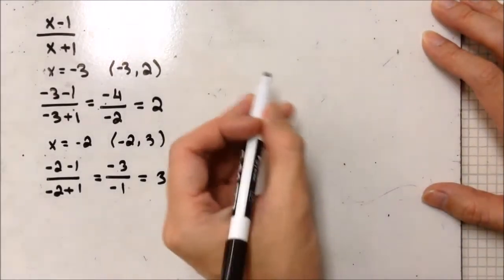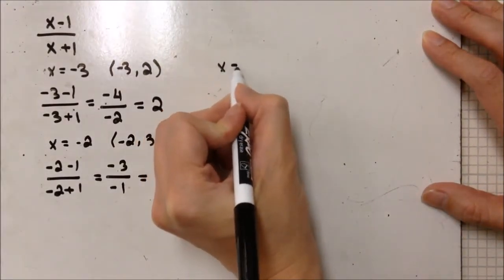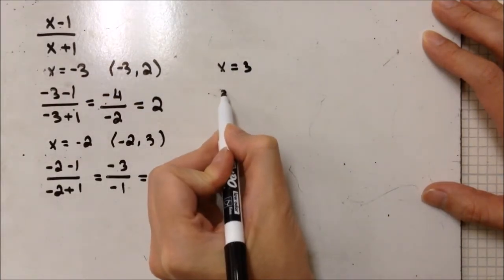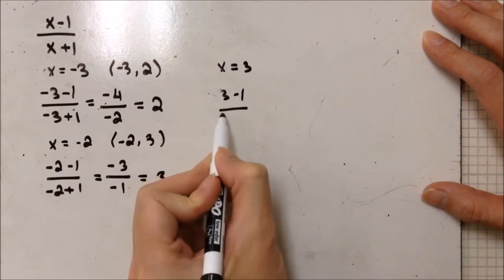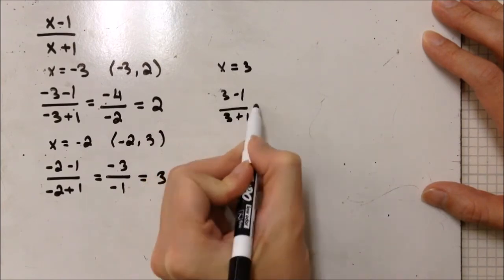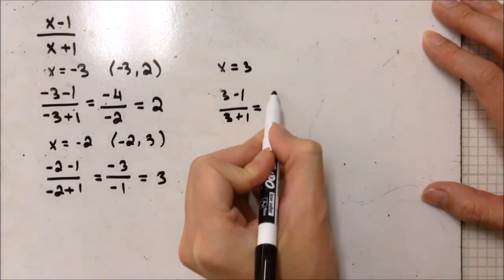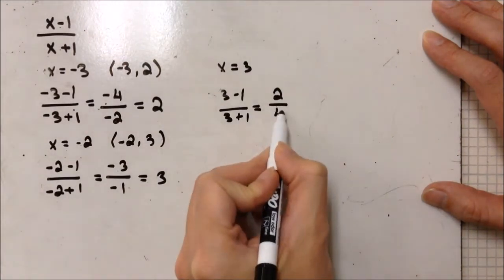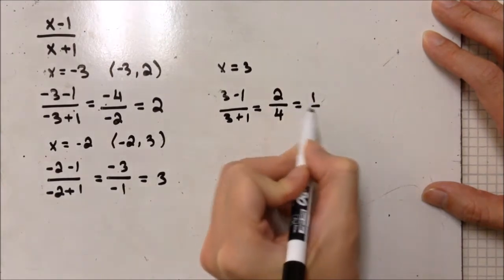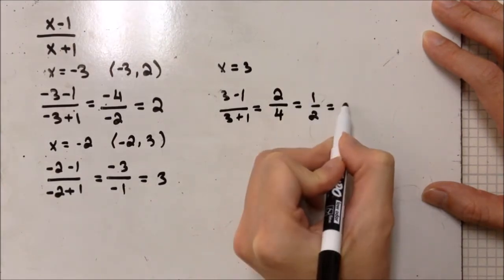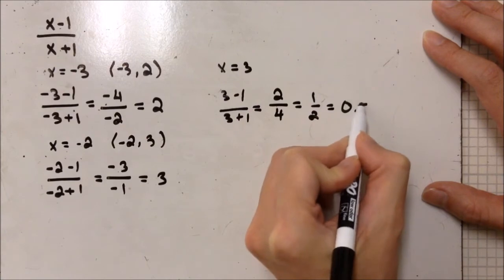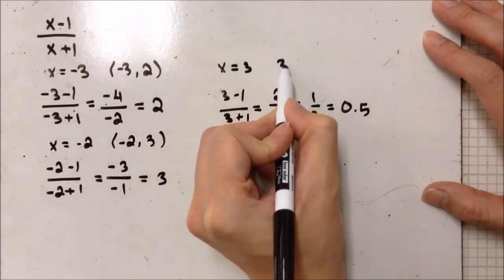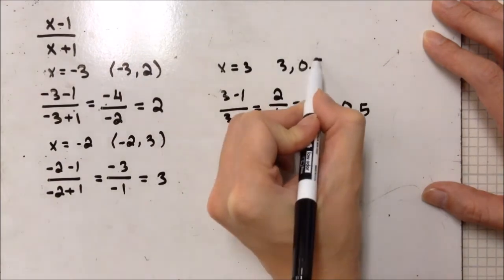Alright, next one is we're going to test out x equals positive 3. Again, just using the simplified function. 3 minus 1 over 3 plus 1. On the numerator, 3 minus 1 is 2. 3 plus 1 in the denominator is 4. Simplify that, that's 1/2. Convert that to decimal, 0.5. So at x equals 3, our coordinate is 3, comma, 0.5.